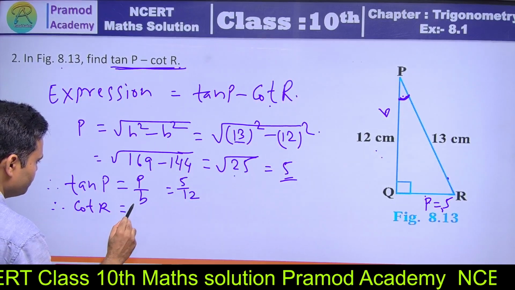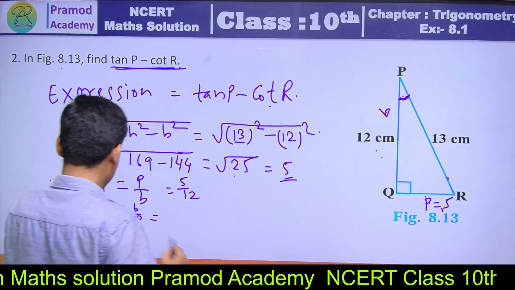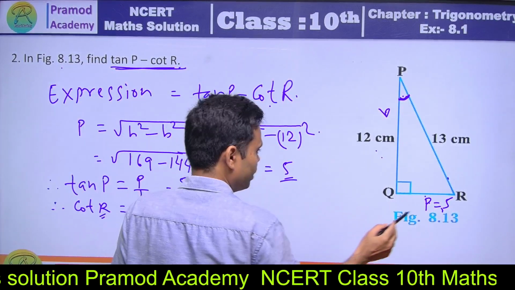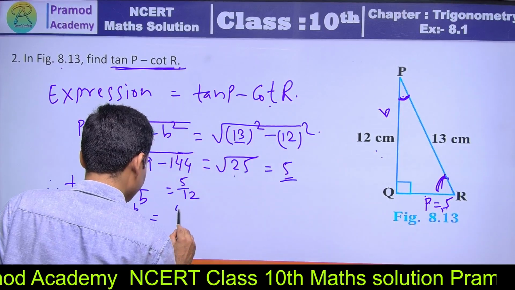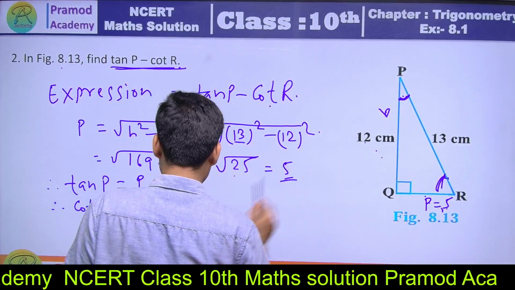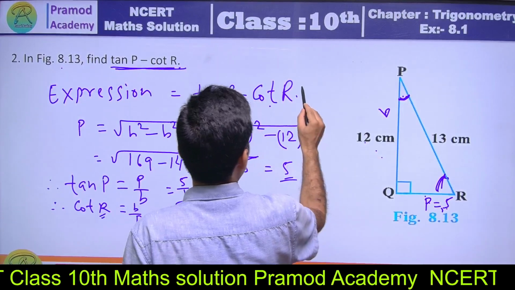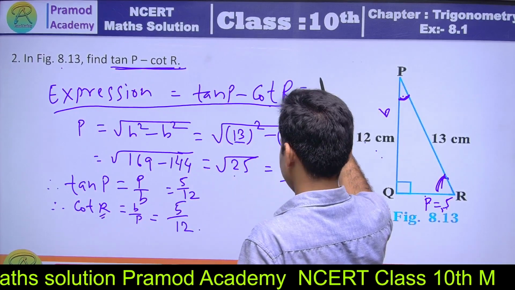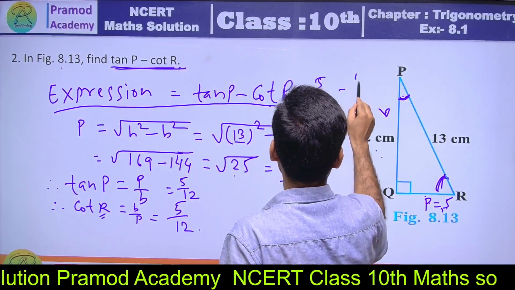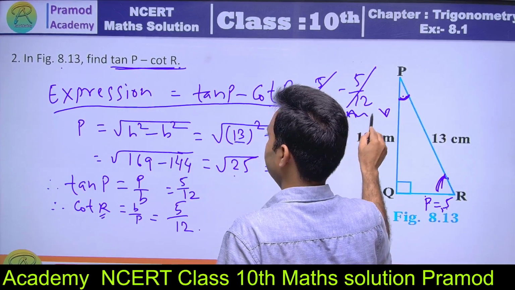Cot R equals B by P. There is a formula B by P. Here according to R, B is 5 and P is 12. So both values are 5 by 12. Here as per the expression tan P minus cot R, 5 by 12 minus 5 by 12. So it will be 0. Answer is 0.